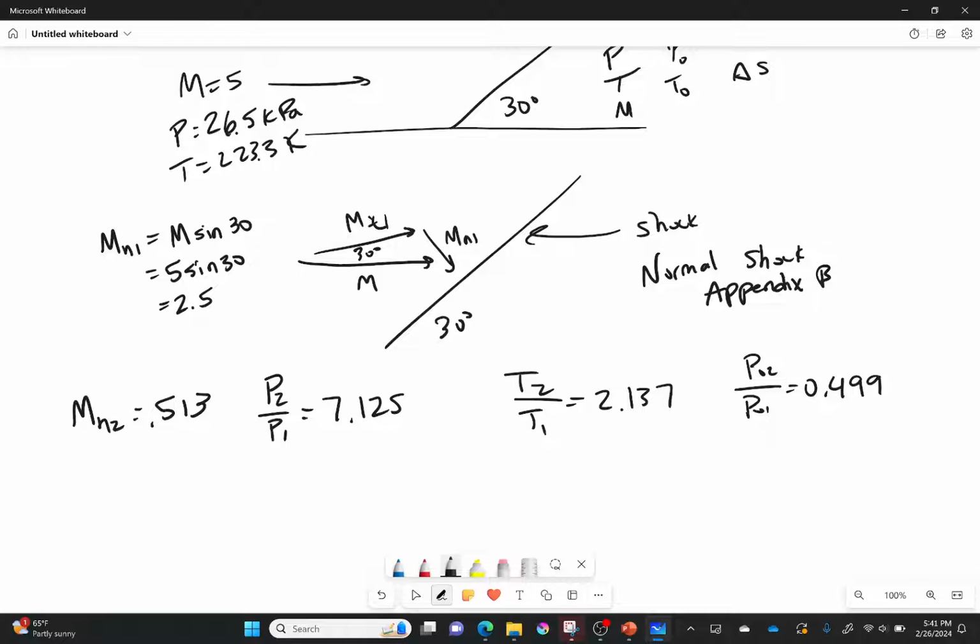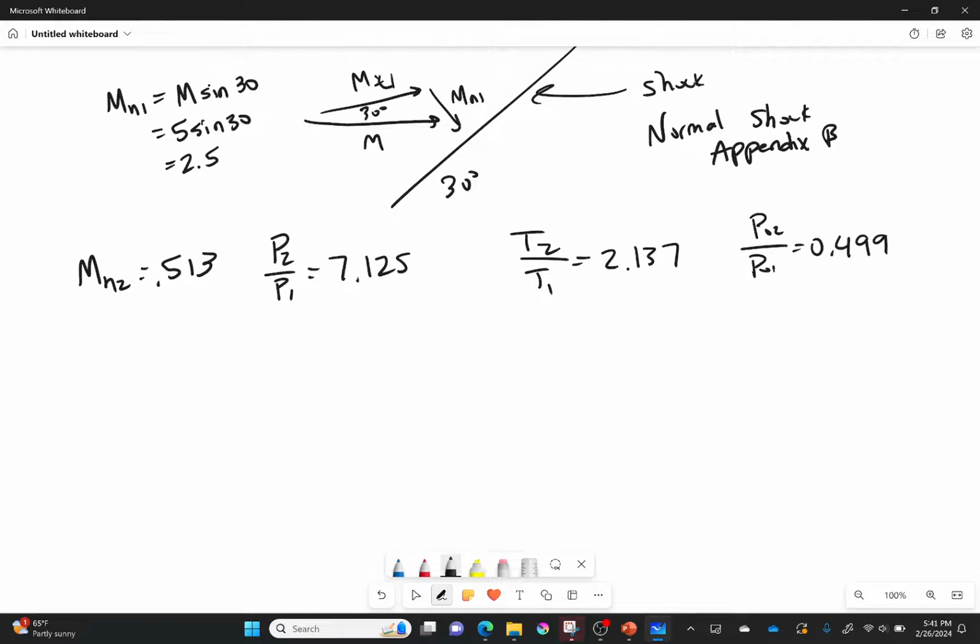Okay, so we have all that information, and it makes it pretty easy to find a few of our properties. First off, it's really easy to find our pressure afterwards, because P2 is just going to be equal to P2 over P1 times P1.